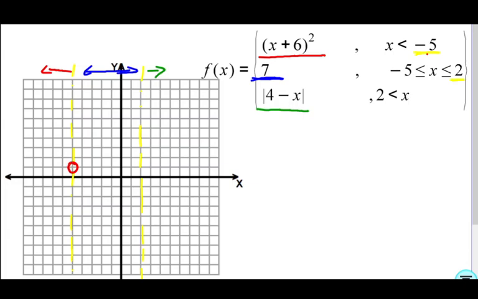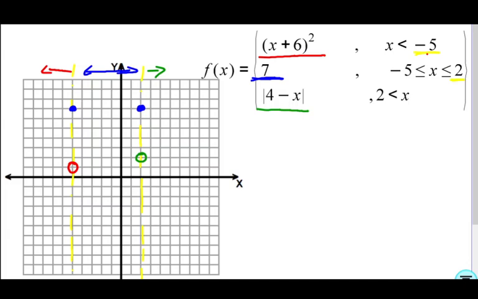Then your blue one is the constant function. So at -5, 1, 2, 3, 4, 5, 6, 7. That's a closed circle. On this side, it is also a closed circle. Then our absolute value function, plug in 2: 4 minus 2, which is 2. So 1, 2, open circle.